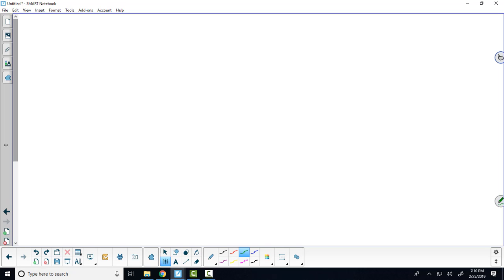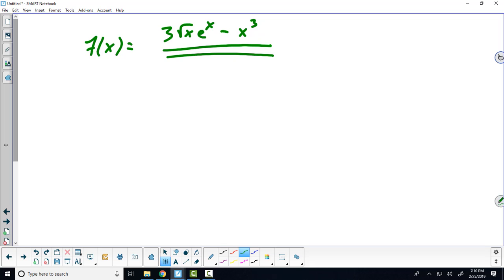So let's do this one here. Maybe you've got some scratch paper or something. F of x is equal to 3 square root of x times e to the x minus x cubed, all over x squared plus e to the x. Go ahead and give that a shot. Okay, folks, I know I haven't given you enough time to get all the way through it, but let's go ahead and take a look up here.